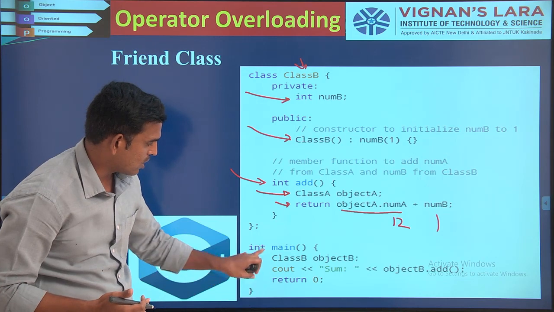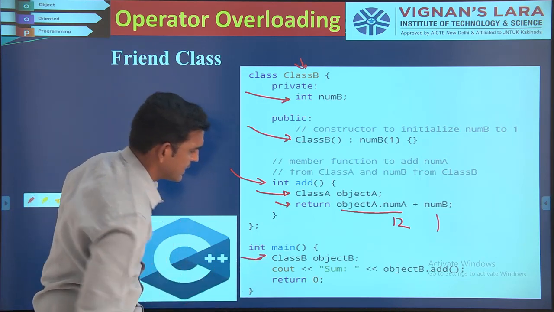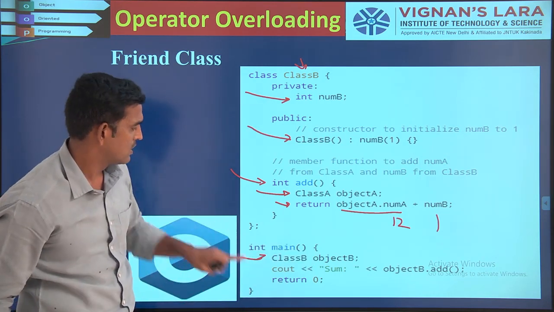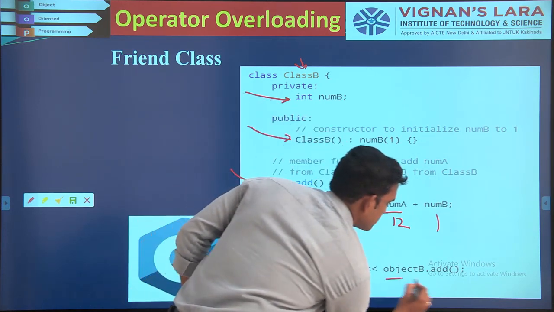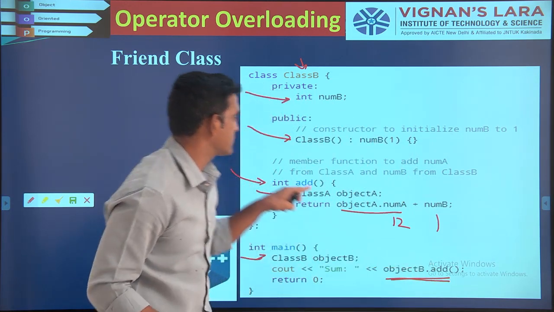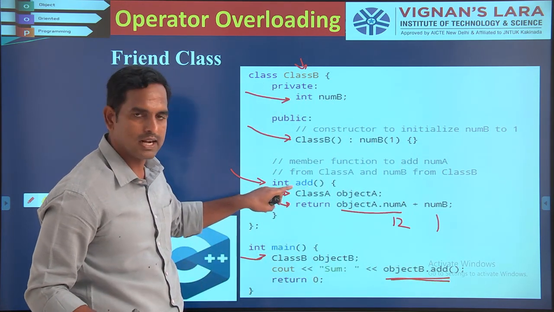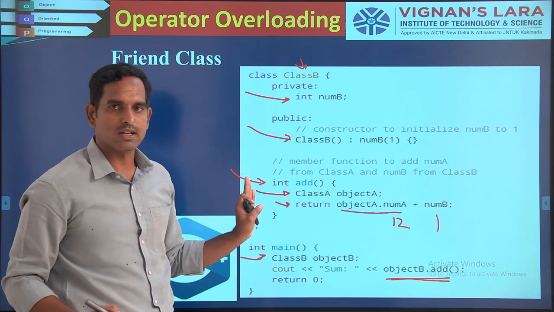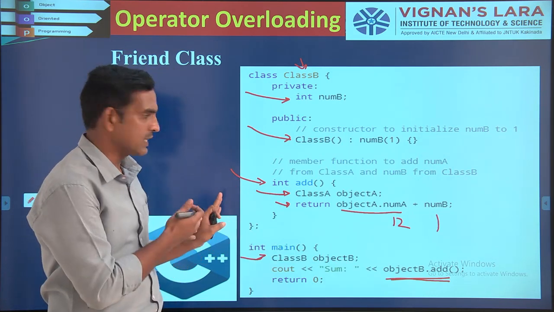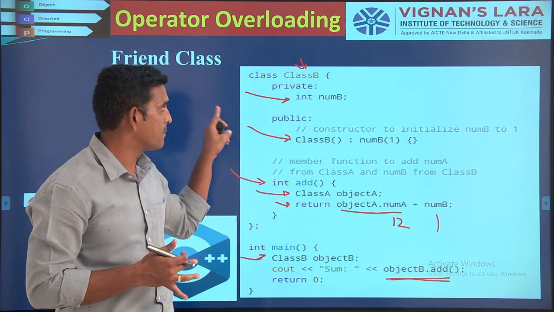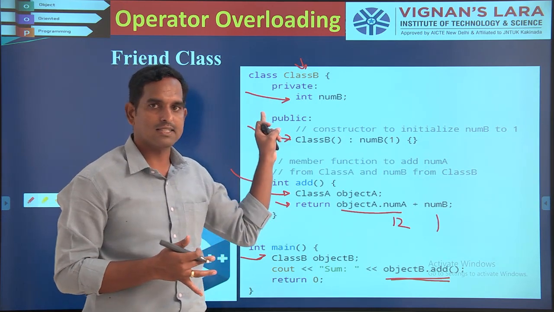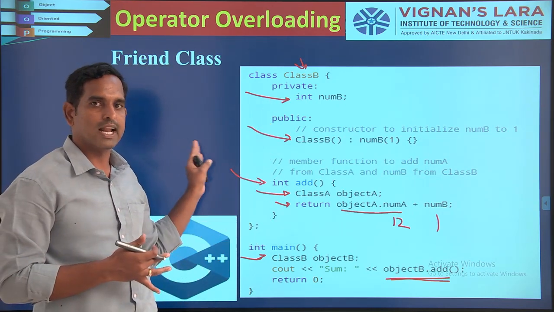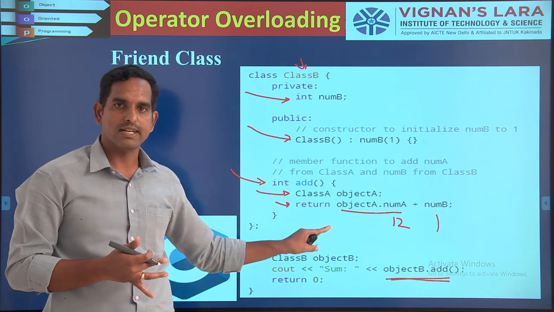And if you see, I have created an object for class B, and I am calling object B dot add. Since add is the member function of class B, it can directly add the particular object. So as you have seen, this is how you declare your friend classes and how you can use the friend classes in your examples.